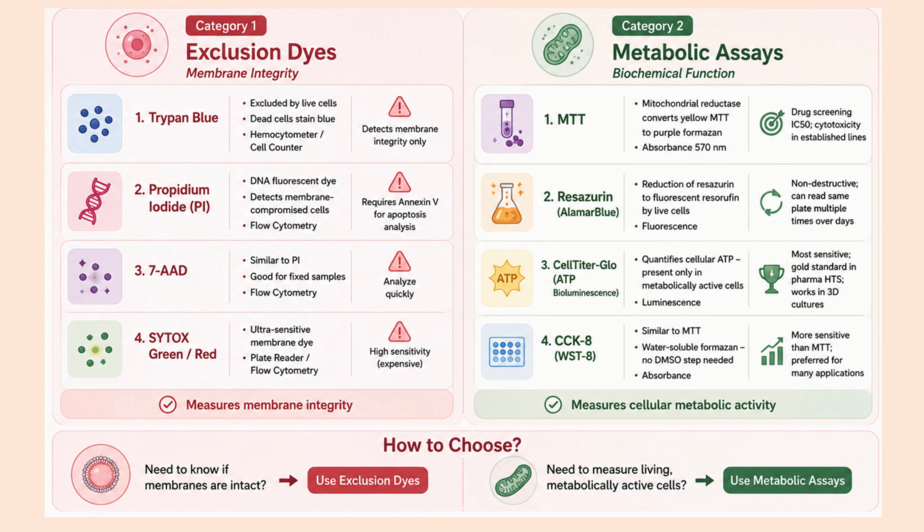The second category is metabolic assays, which measure cellular biochemical activity. Common examples include MTT, Resazurin or AlamarBlue, CellTiter-Glo, and CCK-8. These assays evaluate the metabolic activity of living cells and are widely used for drug screening, cytotoxicity studies, and high-throughput research. In simple terms, exclusion dyes tell you whether the cell membrane is intact, while metabolic assays tell you whether the cell is still alive and functioning. Choosing the right assay depends on your experimental goal.